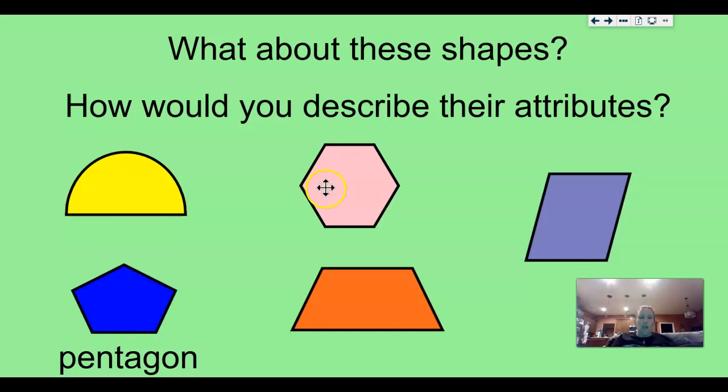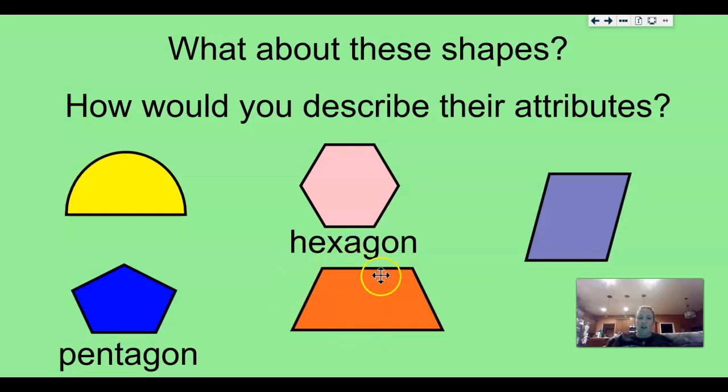Now, this one has one more side than that one. It has 1, 2, 3, 4, 5, 6 sides, and 1, 2, 3, 4, 5, 6 vertices. Do you know what this is called? Starts with an H. Hexagon. Hexa means 6. Penta means 5 in Greek. Gon is a shape. So some of our language comes from other languages. That's where we got pentagon and hexagon.